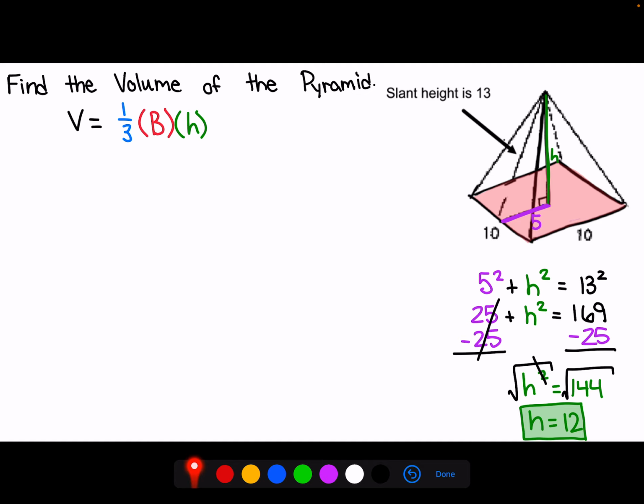Now that we have h, I can plug in 12 for h. What can I plug in for b? Well, that'd be the area of the base. And since it's a square, it'd just be 10 times 10. So volume is equal to 1/3 times 10 times 10, or 100, times 12.